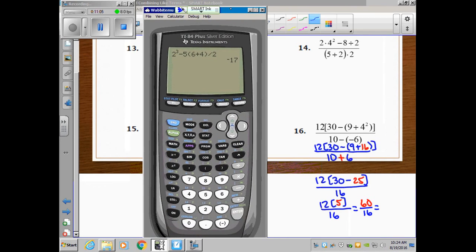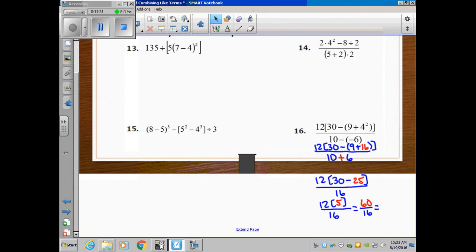Got a new calculator here. If I type in 60 divided by 16, it's going to give me a decimal, and it will always do that. To get it back to a fraction, you hit the math button and then enter, enter. It reduces that fraction, 60 over 16, to 15 over 4, and now you have a reduced fraction.